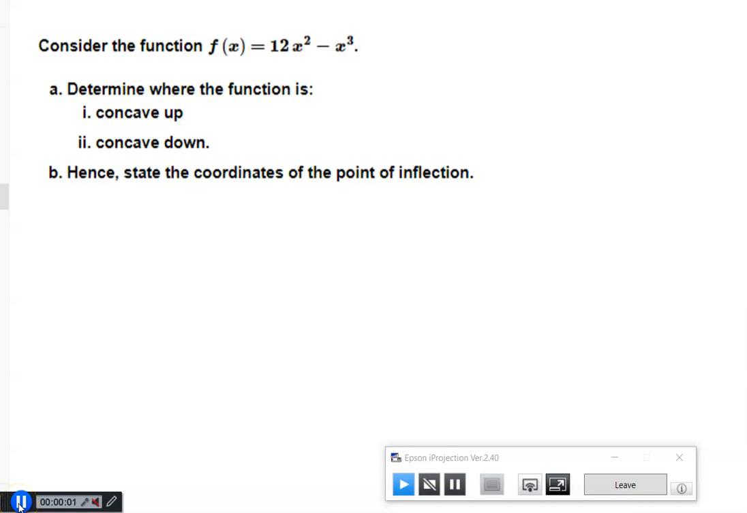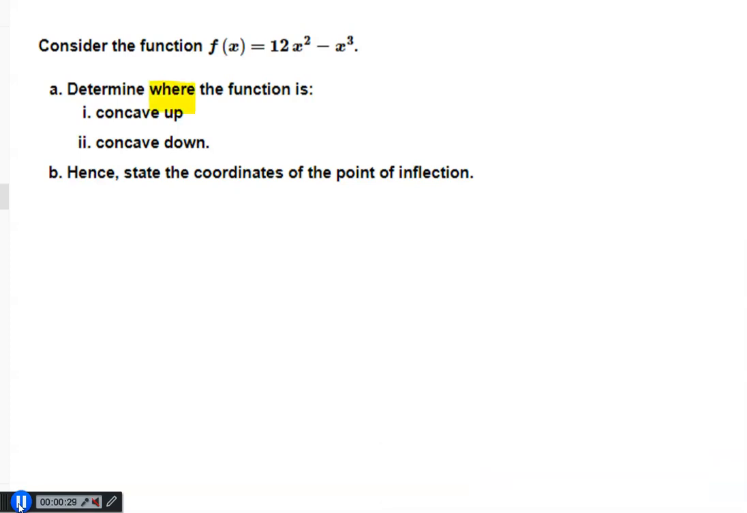Okay, so 12x squared minus x cubed. How do we go? Okay. All right, so determine where the function is concave up, concave down. So in order to answer question A, what is it we actually are finding? Stationary points. Notice it says where. So where the function is concave up, concave down, so we're looking for stationary points.